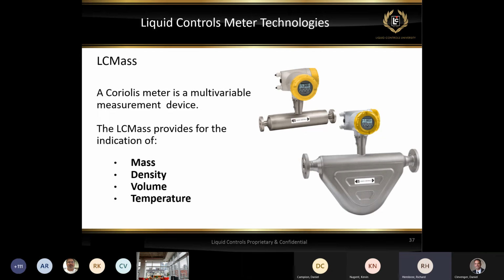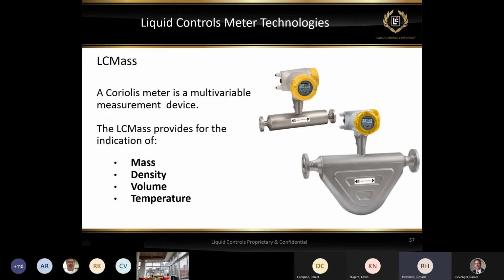And the LC Mass, it's a Coriolis meter technology. And this metering technology provides indication of measurement for mass, density. It can do volume. It can do temperature. So if you need to know a weight of a product, this technology provides that.